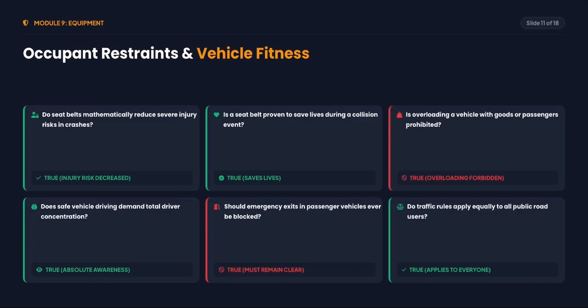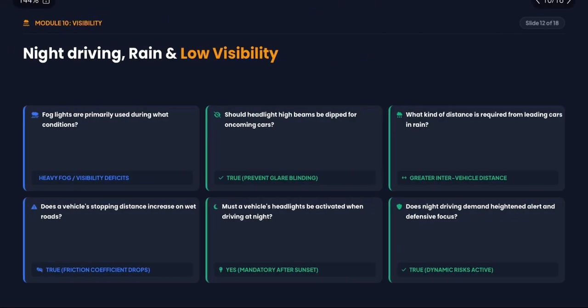Do seat belts mathematically reduce severe injury risks in crashes? True. Is a seat belt proven to save lives during a collision event? True. Is overloading a vehicle with goods or passengers prohibited? True. Does safe vehicle driving demand total driver concentration? True. Should emergency exits in passenger vehicles ever be blocked? True, they must remain clear. Do traffic rules apply equally to all public road users? True, it applies to everyone.